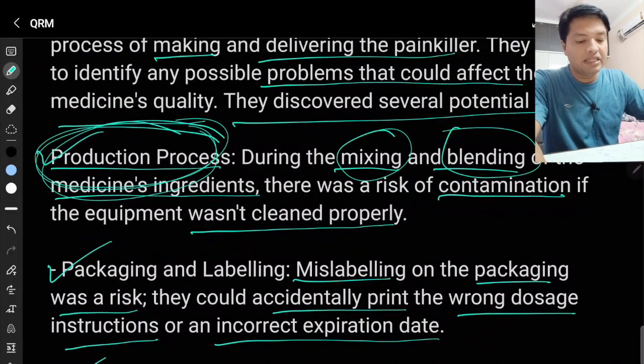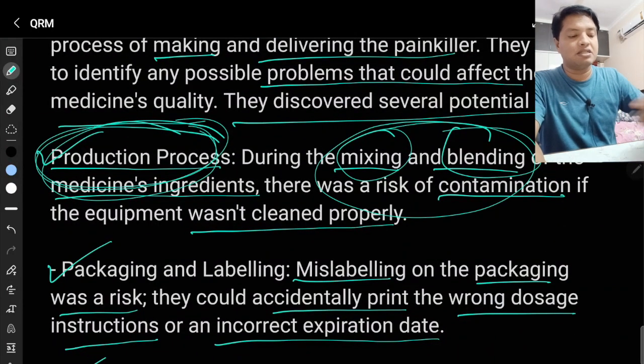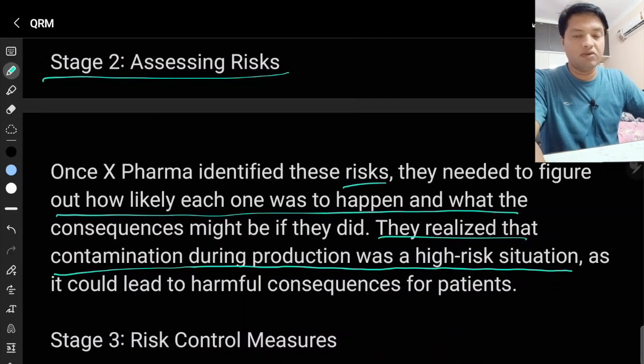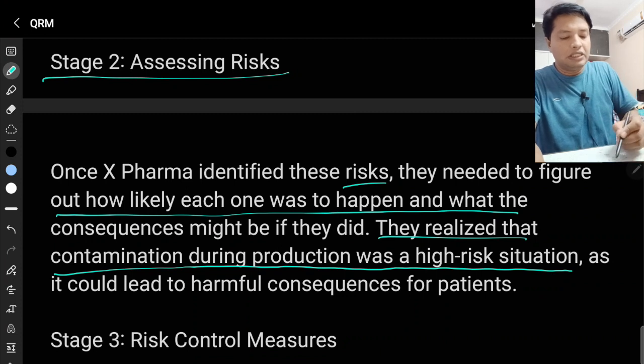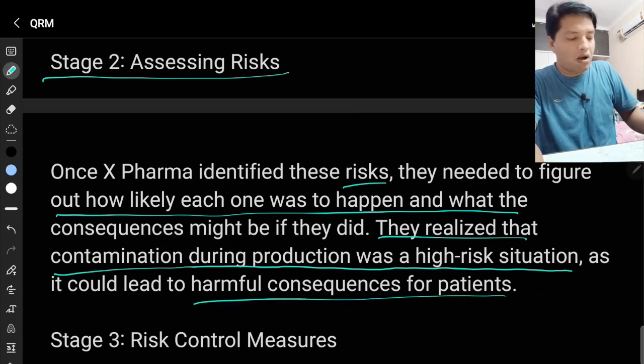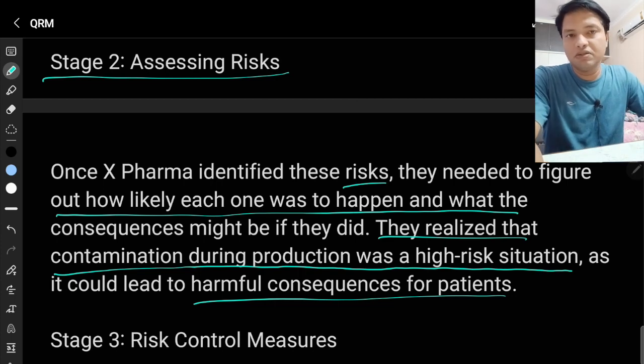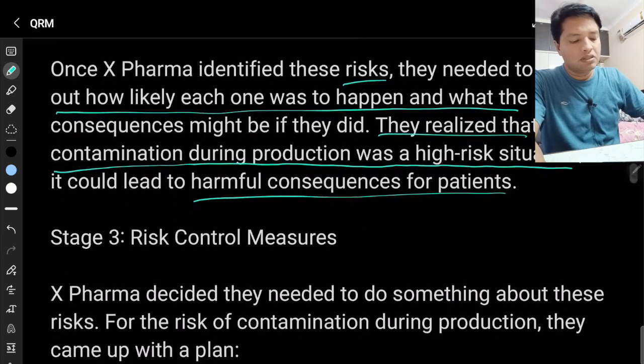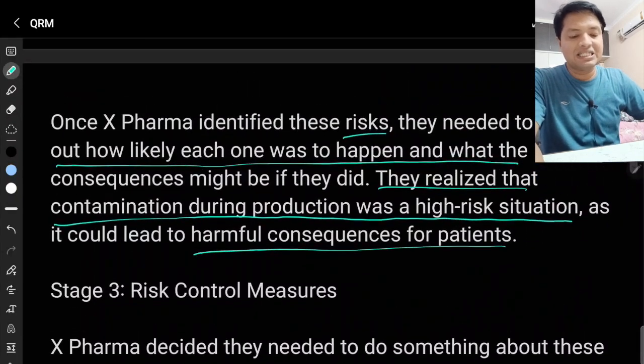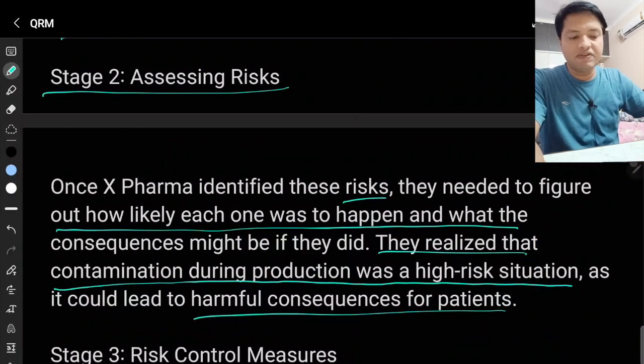Among these risks, they found that contamination risk during the production process of mixing and blending was at high risk. So we are assessing the risk. We are giving priority to the risk. They found that this is a high risk situation because it could cause harmful consequences to the patient, because one drug is mixing with another drug. So once we identify the risk, the second stage is we assess the risk. We know that contamination is highly risky in this.